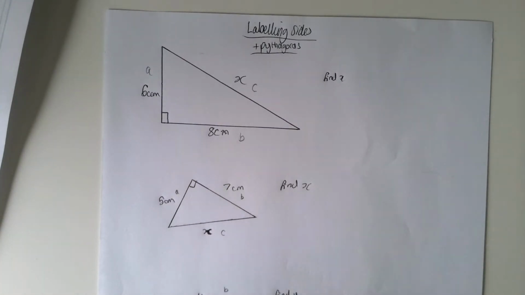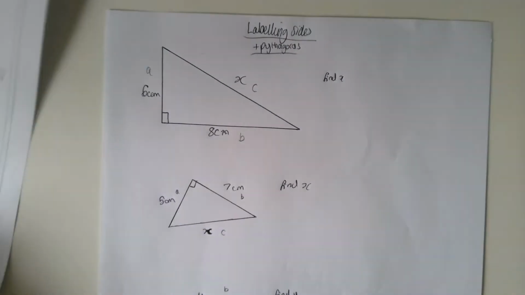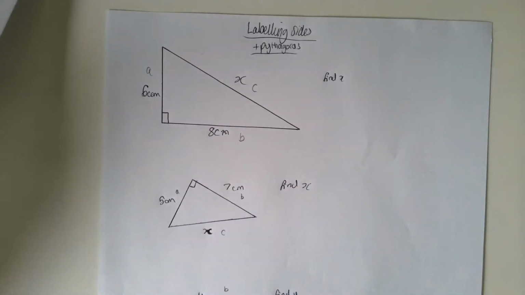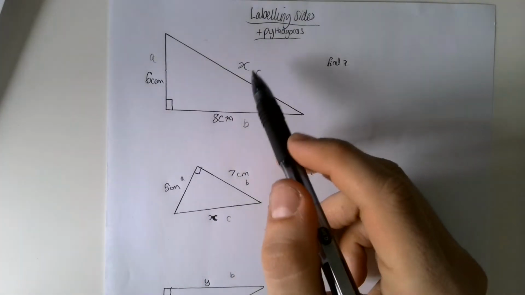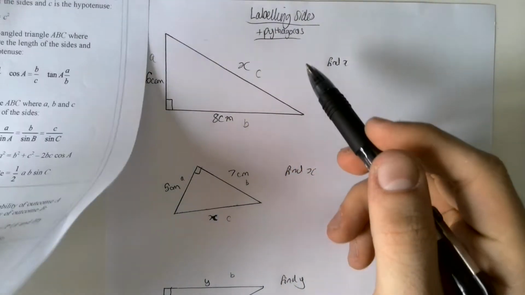Hi guys, so this video immediately follows on from my previous one on labelling right angle triangles. You will probably see that I'm using exactly the same piece of paper as I was before to answer these questions. I'm going to be showing you how you apply the formula sheet to the question and get the correct answer.